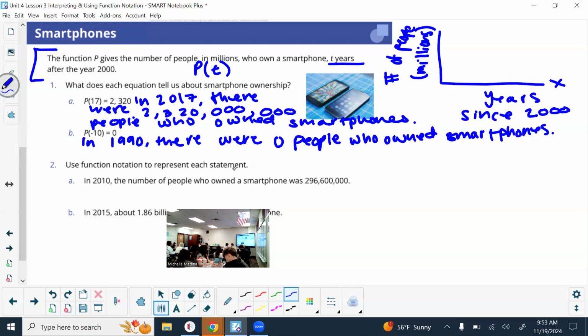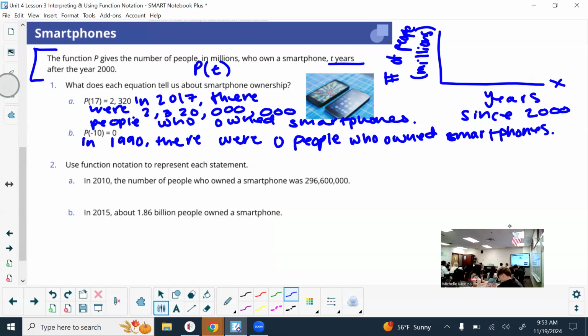All right, then table 6, you are now writing it in function notation. So for 2A, where it says in 2010, the number of people who owned a smartphone was 296,600,000. How would I write that in function notation?